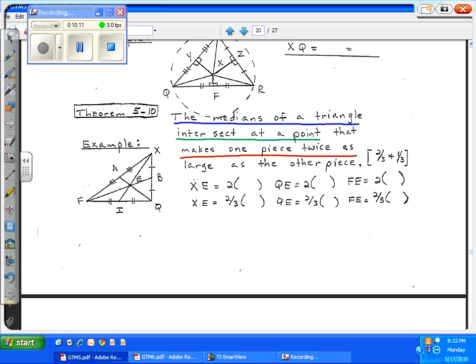That makes one piece twice as large as the other piece. Now, that's a shortcut method of saying a fancier theorem, and I'll say it correctly in just a minute. I wrote it this way in the book just so you can understand that that median gets hit with that point so that one of the pieces is 2/3 of the whole median and the other little piece is 1/3 of the whole median, which you could see that they're in the ratio of 2 to 1. Long piece to short piece is in the ratio of 2 to 1.